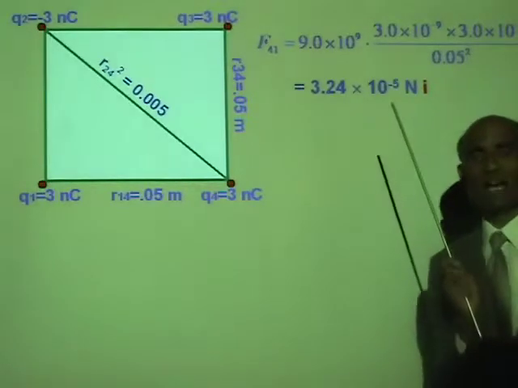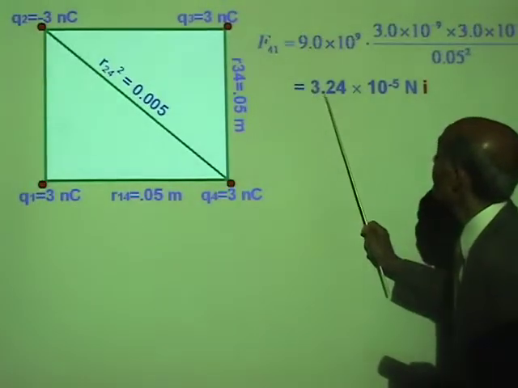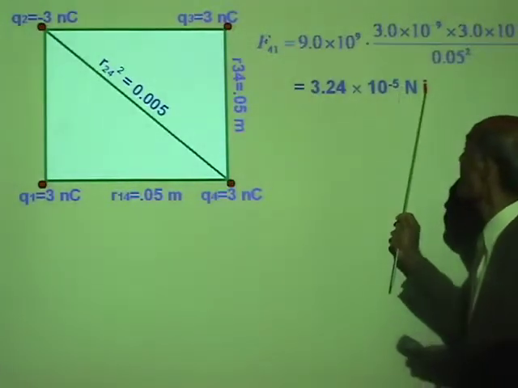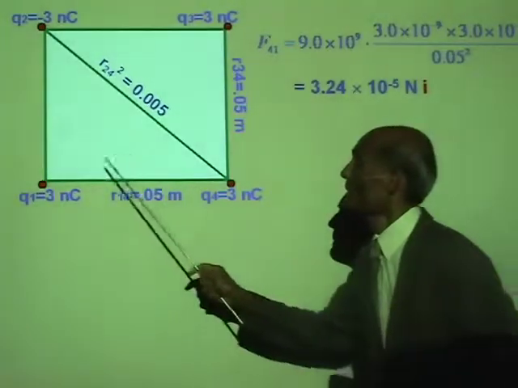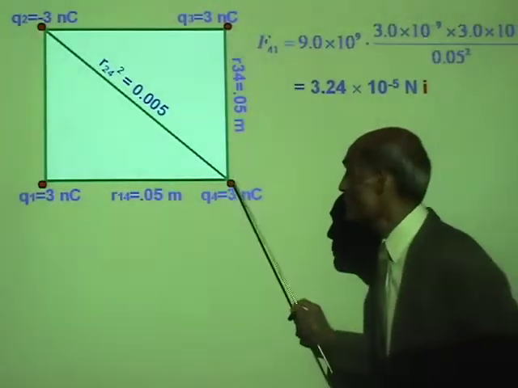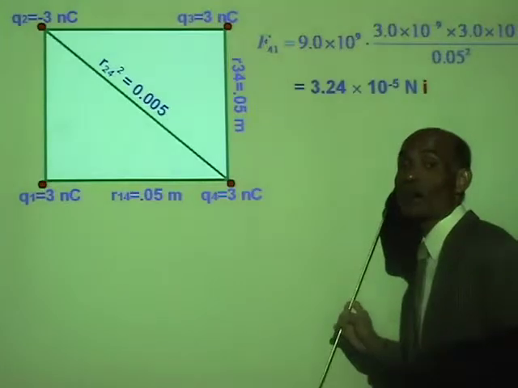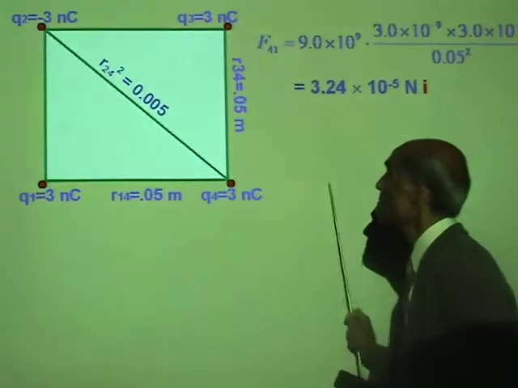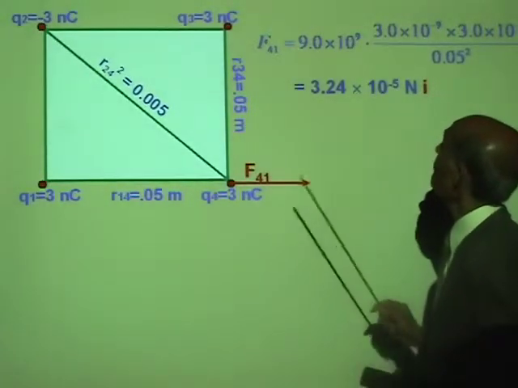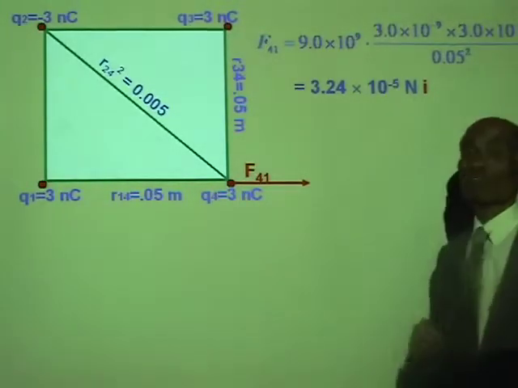Now, how did I arrive at that? What I said here is that F41 is this much force in the positive x direction. This is the positive x direction. Is that true? Q1 is a positive charge. Q4 is a positive charge. Therefore, the force on Q4 by Q1 will be directed away from it, directed towards the positive x-axis. So that's the direction of F41. 3.24 times 10 to the negative 5 Newton I is F41.